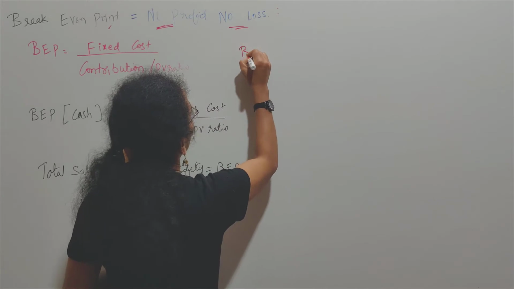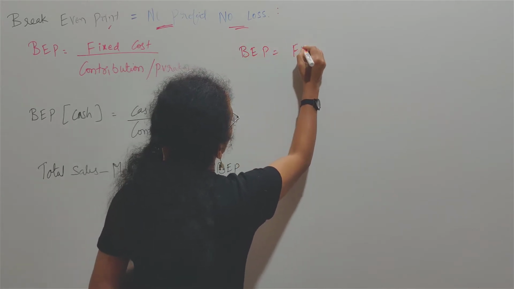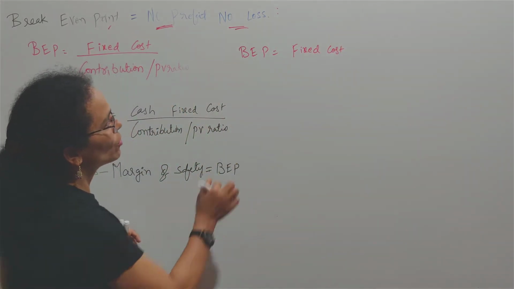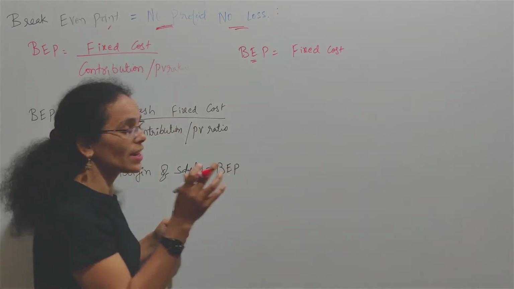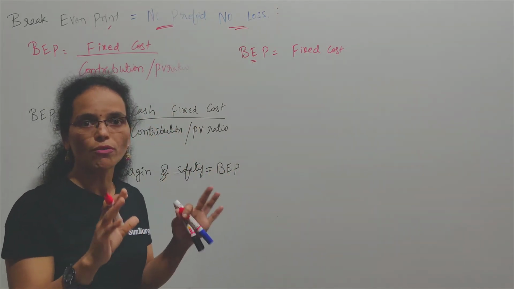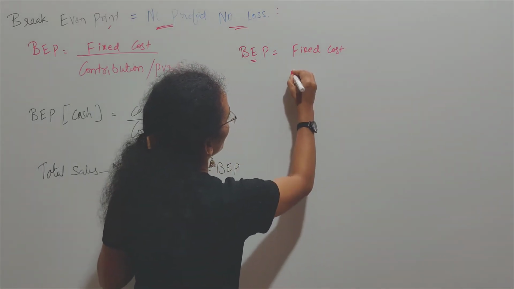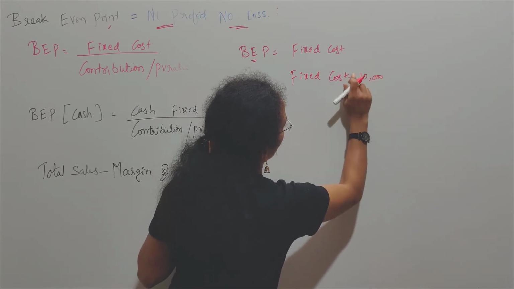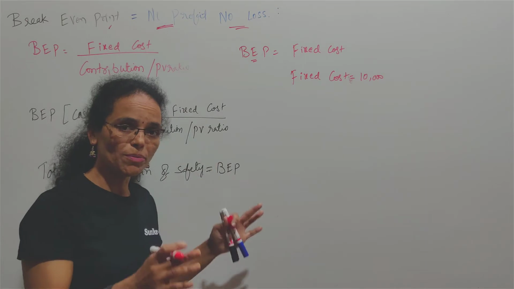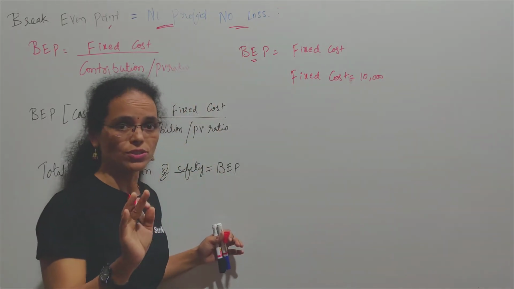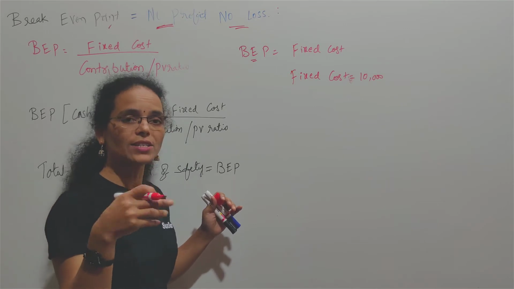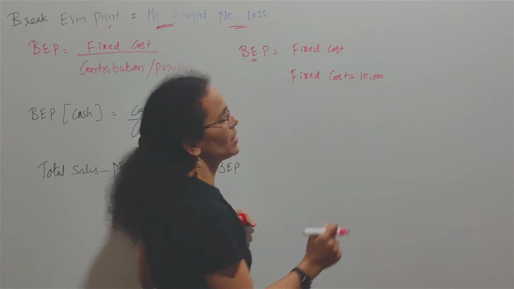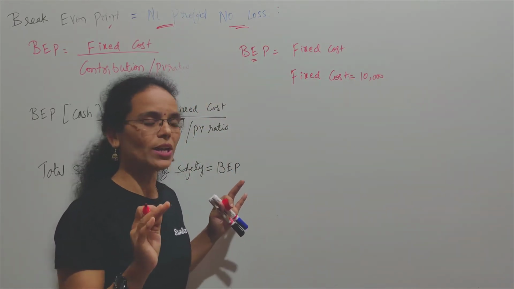Take the example, break-even point equal to fixed cost. Break-even point is the one where you are recovering that much only, where there is no profit, no loss. Take the example, your fixed cost in the business is 10,000 rupees. Variable cost is the one you incur as and when you do the sales or production. But fixed cost is a fixed one. You need to pay this amount at any cost.